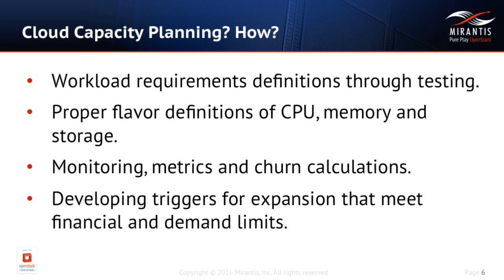Proper flavor definitions: CPU, memory, and storage. I'm going to be giving a talk in Barcelona on this, a full-length talk, where we will go into how to define flavors correctly and how to make them most efficient for capacity planning. But the long and short of it is, these flavors have to be defined properly, and we'll go into that in a little bit. Monitoring metrics and churn calculations: you cannot measure what you cannot get metrics from. So that's very important that you have data. And then developing triggers for expansion that meet financial and demand limits. If you don't set a trigger, you never know when it is that you need to expand storage, compute, networking.